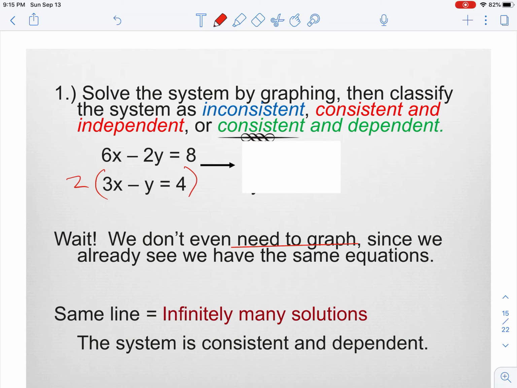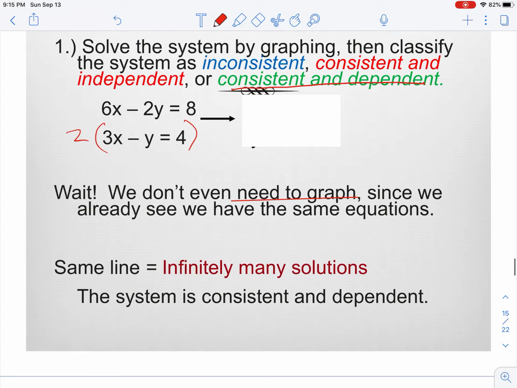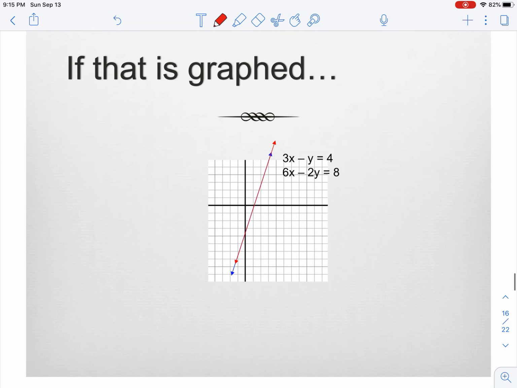And so we don't even need to graph it, because when it looks like this, and by the way, that's why it's good to put things in standard form. And sometimes I do like slope-intercept form, because then it's really obvious. But you put it in standard form and you can kind of see, hey, is this the same line? If it is the same line, they intersect all over the place. So they would be consistent and dependent because there are infinitely many solutions.